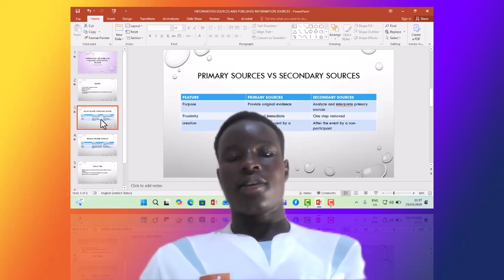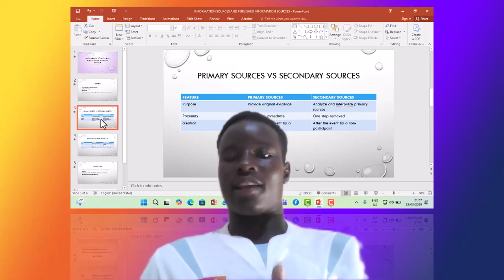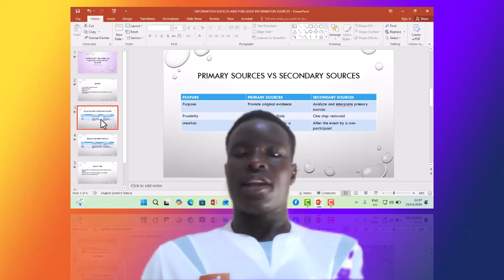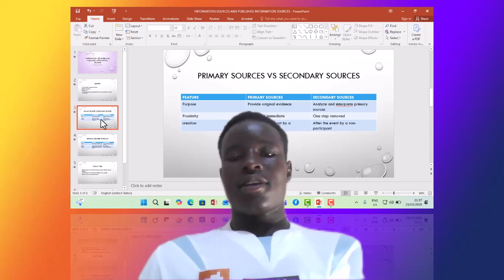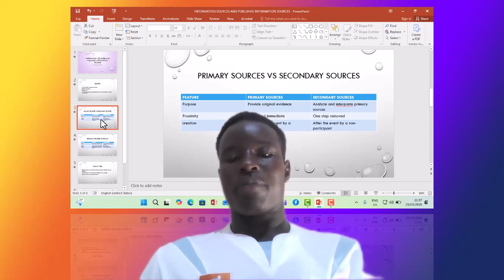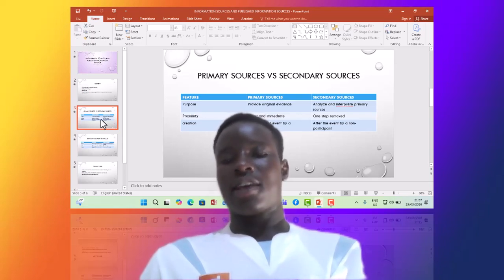When you look at the purpose, primary sources provide original evidence, and then you come to secondary sources. They only analyze and interpret primary sources, meaning it is an analysis of already got primary sources of information. Again, when you look at proximity, from primary sources, there is what you call direct and immediate response. Then looking at the other side, it's actually one step removed.